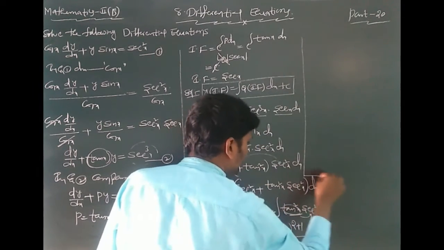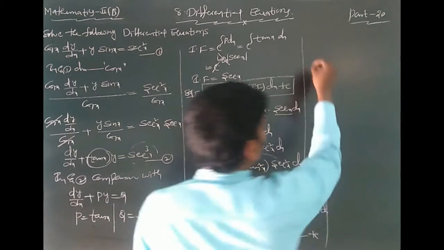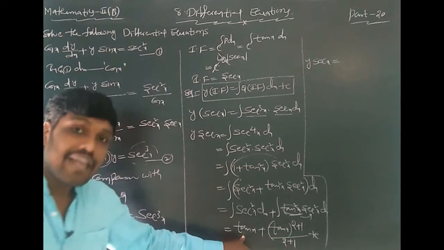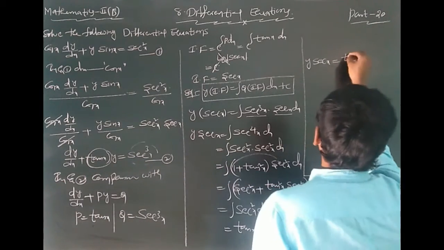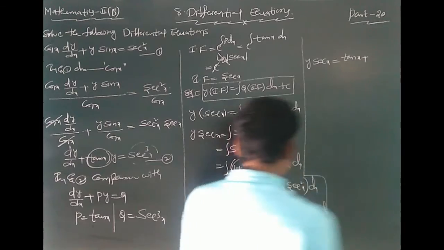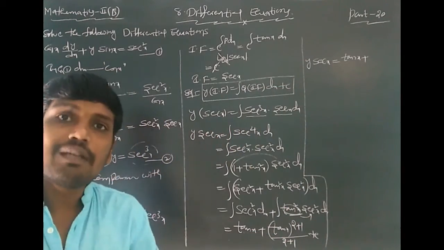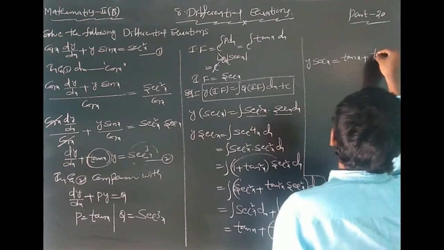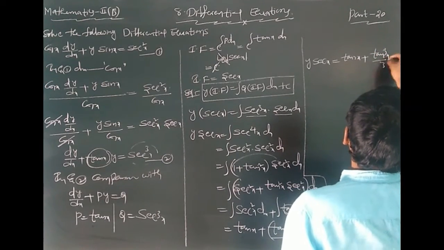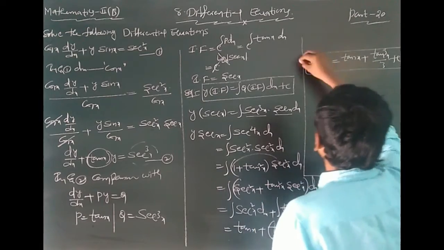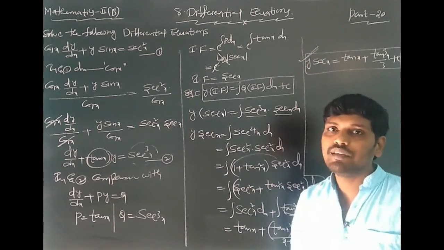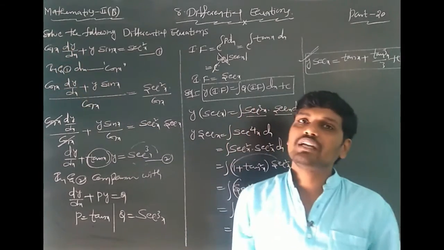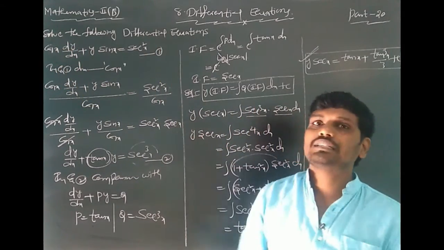After that, y into sec x is equal to tan x plus tan x power 2 plus 1, that is 3, so tan cube x over 3, plus c. This is the general solution, the solution of the given linear equation cos x dy/dx plus y sin x is equal to sec² x.